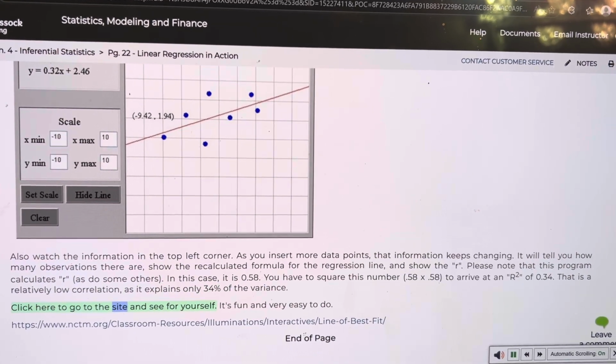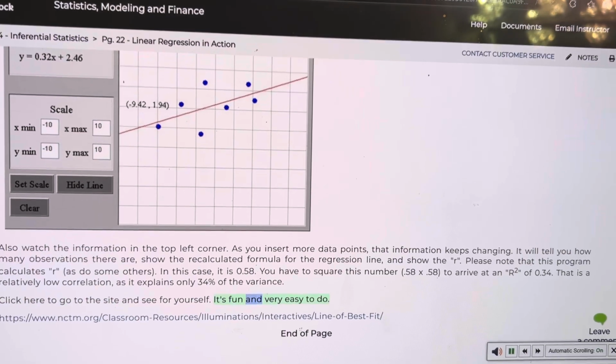Click here to go to the site, and see for yourself. It's fun and very easy to do.